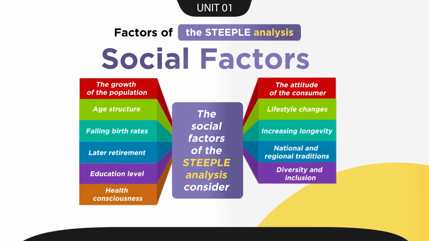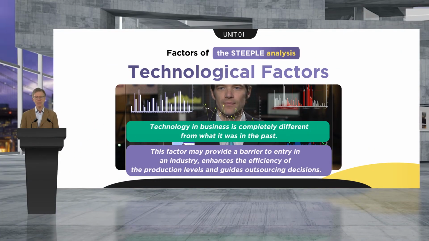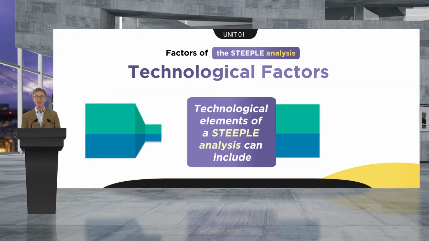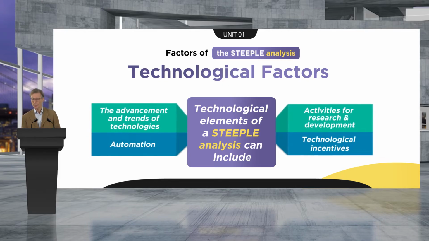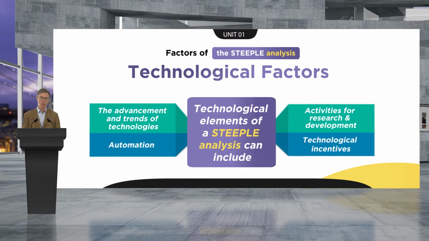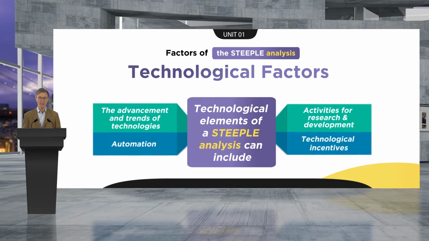Technological factors. Technology in businesses is completely different from what it was in the past. This factor may provide a barrier to entry in industry, enhances the efficiency of the production levels, and guides outsourcing decisions. The technological elements in a STEEPLE analysis can include the advancement and trends of technologies, activities for research and development, automation, and technological incentives.